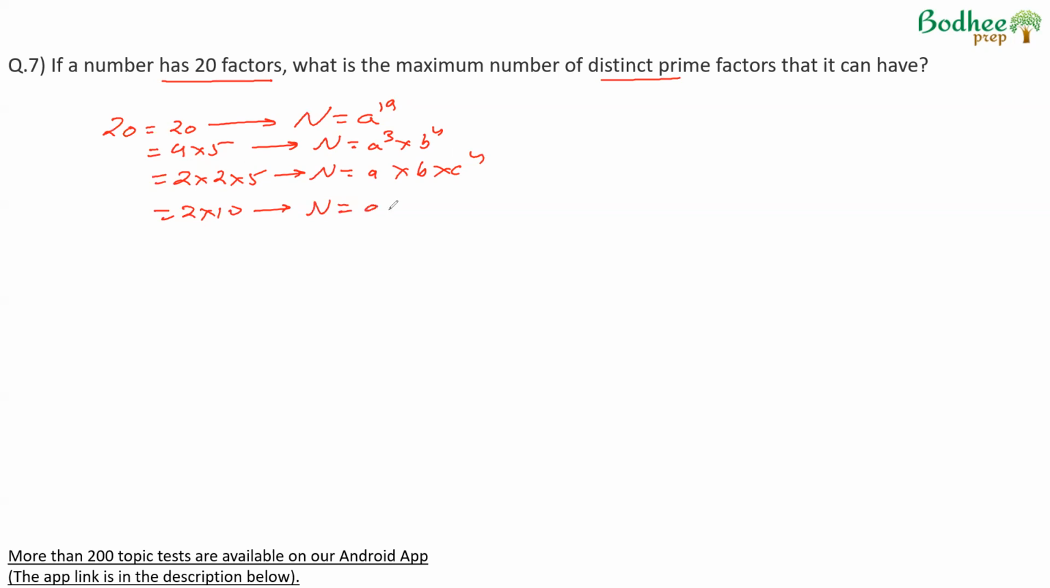Here n will be of the format a into b raised to power 9, (1 plus 1) into (9 plus 1), 10. Clearly, in the first case the number of prime factors is 1, here it is 2, here it is 3, and here it is 4. So what is the maximum number of distinct prime factors that it can have? It can have a maximum of 3 distinct prime factors. Basically, breaking down 20 into a product of the maximum number of factors will give us the maximum number of prime numbers as well.